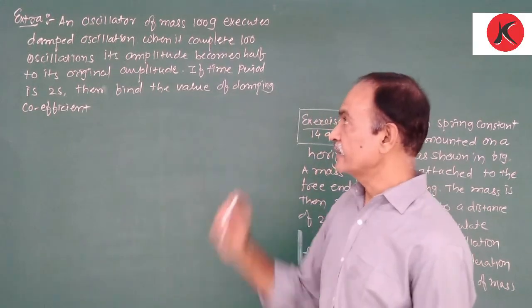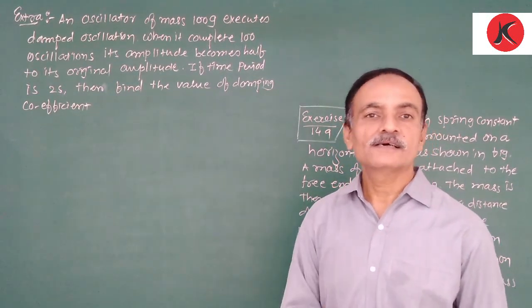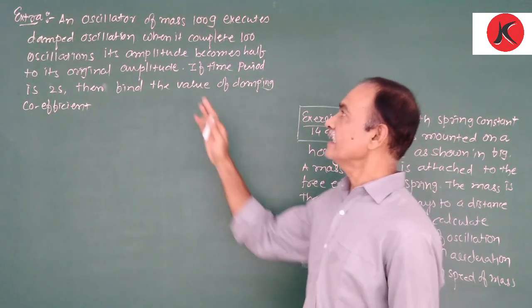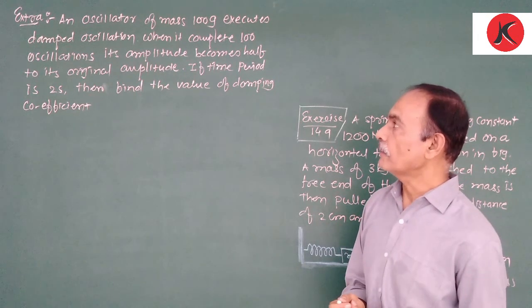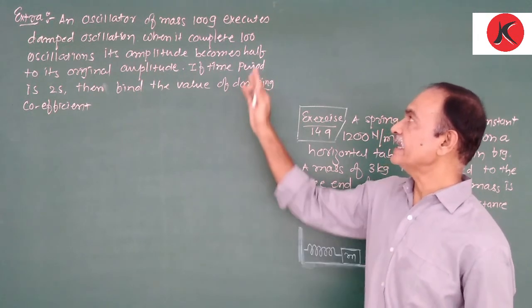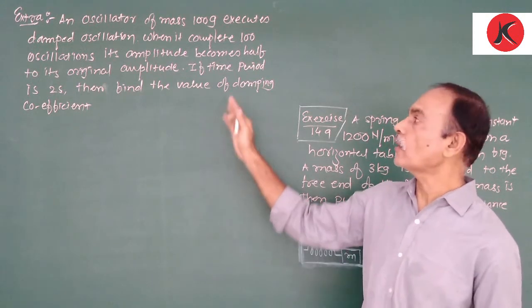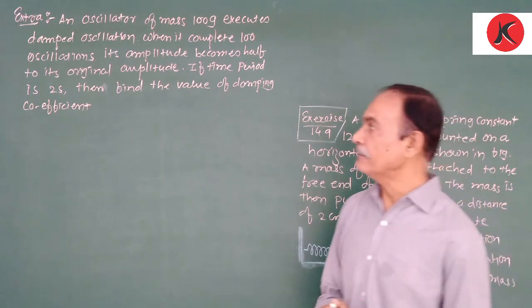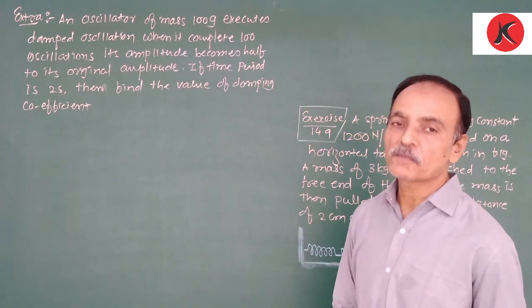Okay, now one more extra numerical. It is the same as our last illustration numerical. What is given? An oscillator of mass m equal to 100 gram performs damped oscillation. When it completes 100 oscillations, its amplitude becomes half of its original amplitude. If the time period is 2 seconds, then find the value of the damping coefficient.